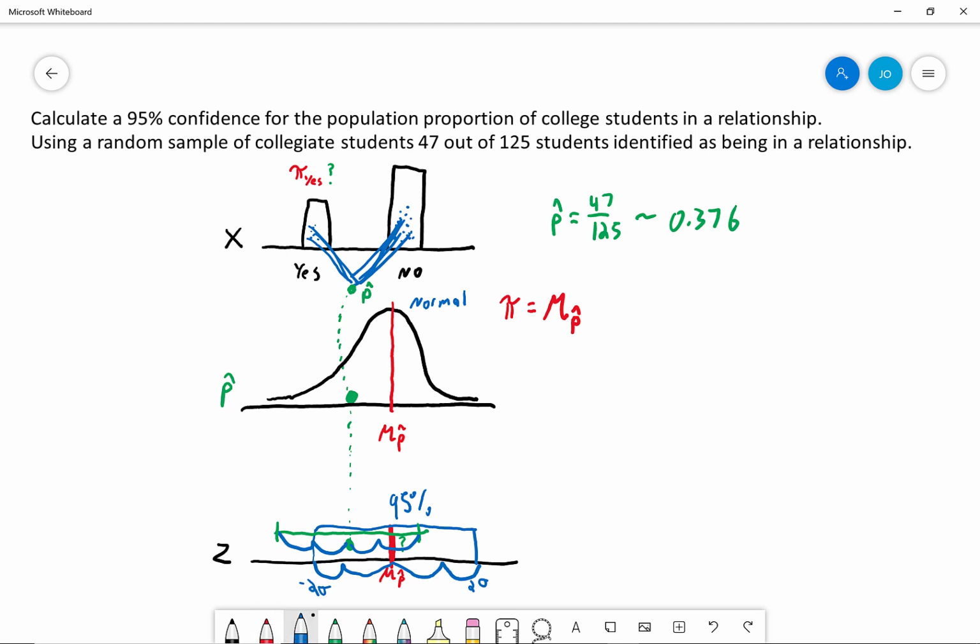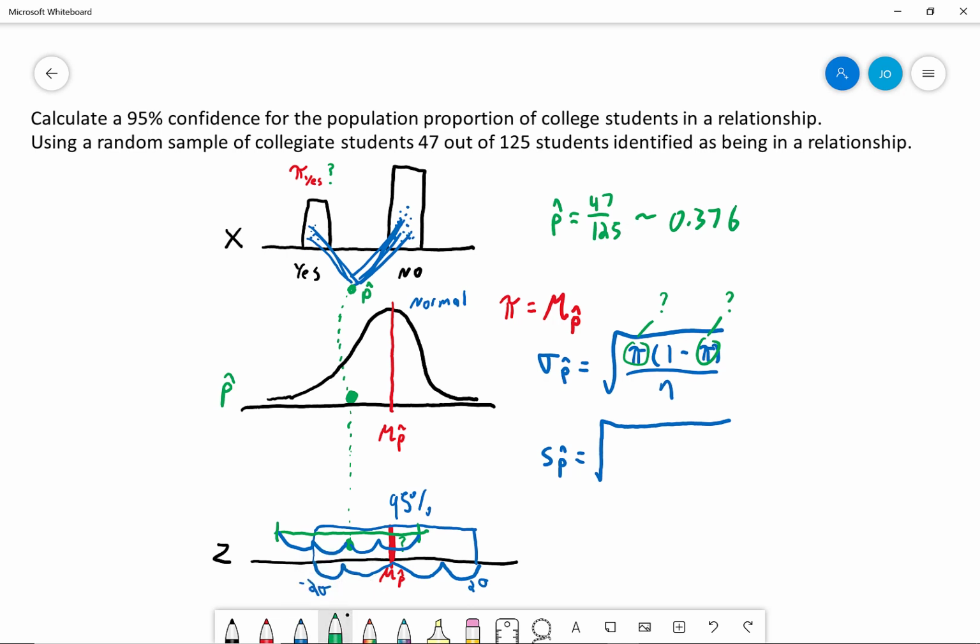Now, what is a standard deviation? Well, if we remember our standard deviation, sigma p hat, equals the square root of pi times 1 minus pi over our sample size. But maybe you kind of saw the problem here: we don't know pi. That's a mystery to us. So what we're going to do is use a sample standard error, which we'll denote as S p hat. This will equal essentially that exact same equation. Instead of pi, though, we'll use our sample proportion to estimate pi.